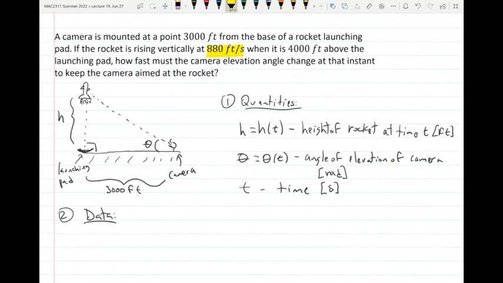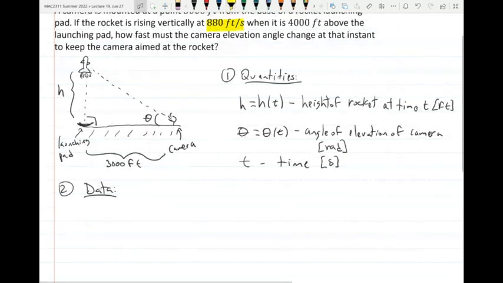No, 3,000 is this distance here that is going to come into play later, but it really doesn't tell you anything about these quantities. 3,000 is just telling you that the camera is 3,000 feet away from the base of where the rocket is launched. We're going to use that later when we relate the quantities. It's important, but it's not playing a role at this moment. We want to figure out the data about the quantities. So we counted this number, and even though they don't say it, you should understand that that's dH/dt, right?